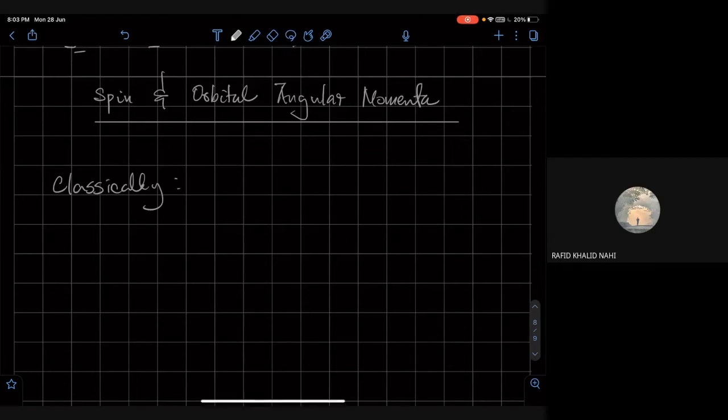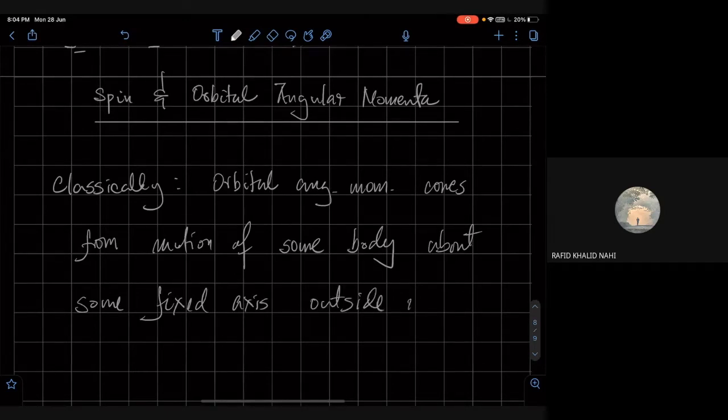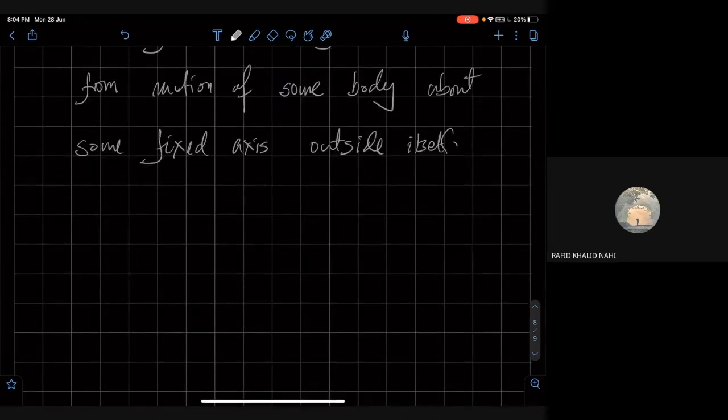So classically, orbital angular momentum comes from orbits, right? Motion of some body or an object about some fixed axis outside itself. So, for example, can somebody give me an example? The planet's rotation around the sun. Right, that's where the orbit comes from.